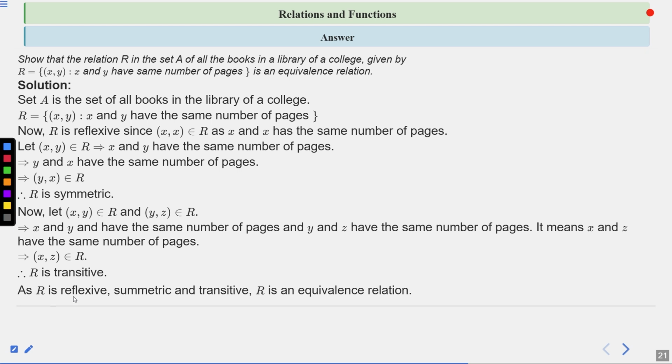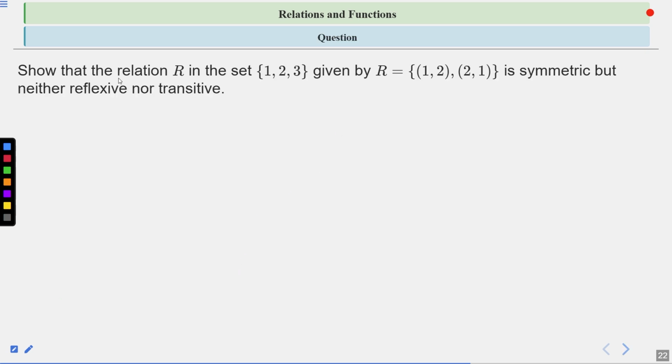So what we have seen is R is reflexive, symmetric, transitive. This implies R is an equivalence relation. Clear? Next question: show that the relation R in the set {1, 2, 3} given by the collection of these two pairs (1, 2) and (2, 1) is symmetric but neither reflexive nor transitive. You'll have some seconds to try this problem, then afterwards we will move on to the solution slide. So your time starts now.